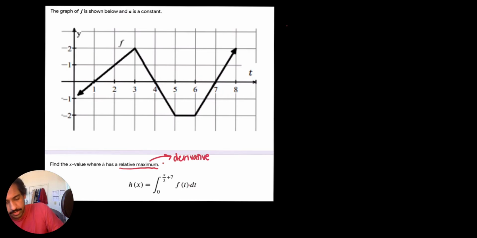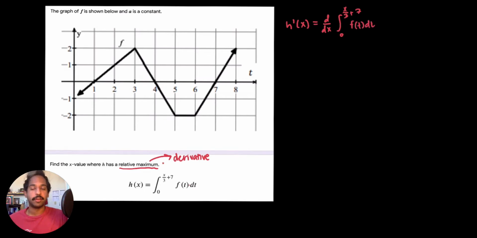And so we're going to say h prime of x. Well, we know that h prime of x is going to be the derivative with respect to x of this integral from 0 to x over 3 plus 7 of f of t dt. Now we've learned the fundamental theorem of calculus, at least the second part, and the second part of the fundamental theorem of calculus tells us that when we are finding the derivative of an accumulation function like this, we are going to input our bounds into the integrand, or the function on the inside of the integral, and apply the chain rule.